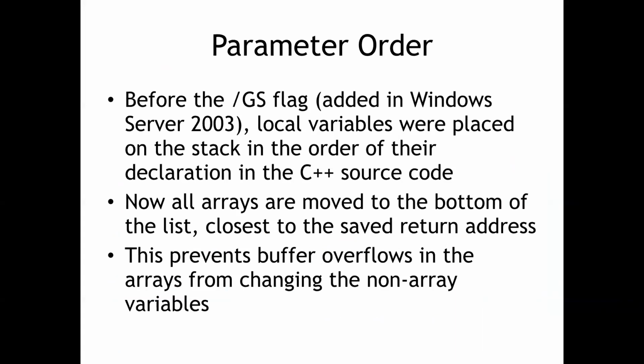Now, there's another defense that Microsoft turns on with GS. Before this, data values, local variables, were just put on in the order in which the programmer declared them. But Microsoft decided that it is safer to rearrange them and put the arrays at the bottom, because integer variables are not a risk for buffer overflows, because you can't put more than 4 bytes in the integer, or whatever the size of it is.